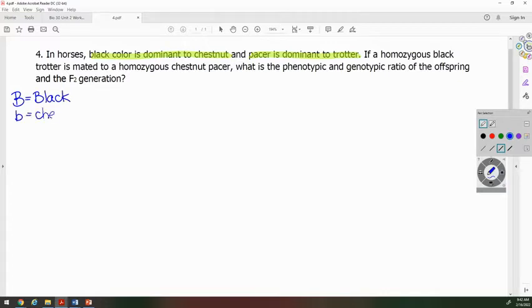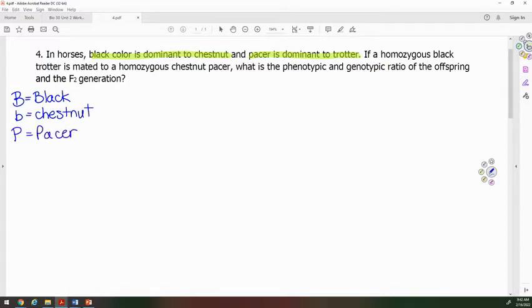Capital B for black because it's dominant, lowercase b for chestnut because it's recessive. Capital P for pacer, and it's dominant to trotter, so we're going to use lowercase p for trotter.